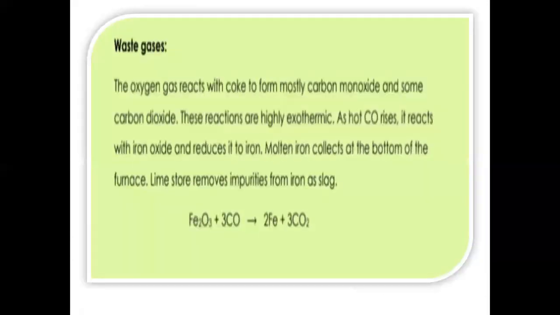Waste gases: the oxygen gas reacts with coke to form carbon monoxide and some carbon dioxide. These reactions are highly exothermic. As hot carbon monoxide rises, it reacts with the iron oxide and reduces it to iron. You can see the carbon monoxide which is formed will reduce iron oxide by taking away the oxygen atom to form metallic iron, and carbon monoxide will convert into carbon dioxide. Molten iron collects at the bottom of the furnace.